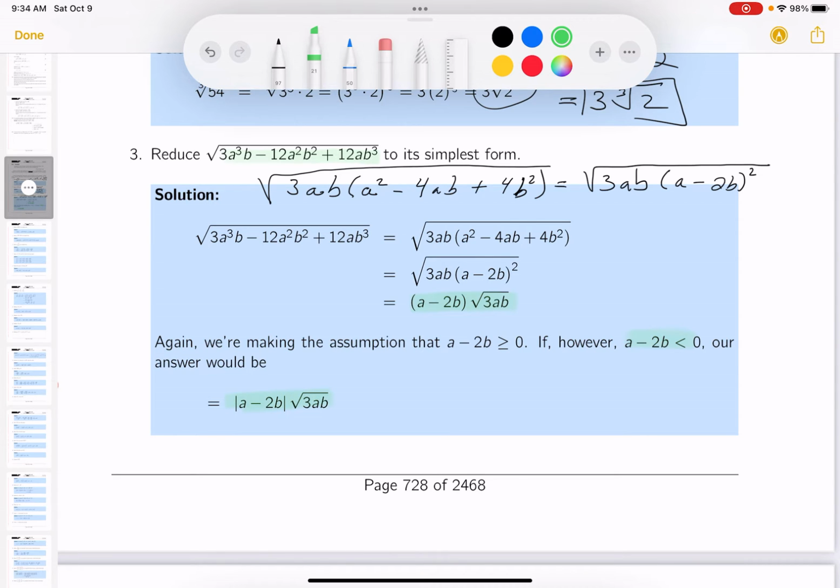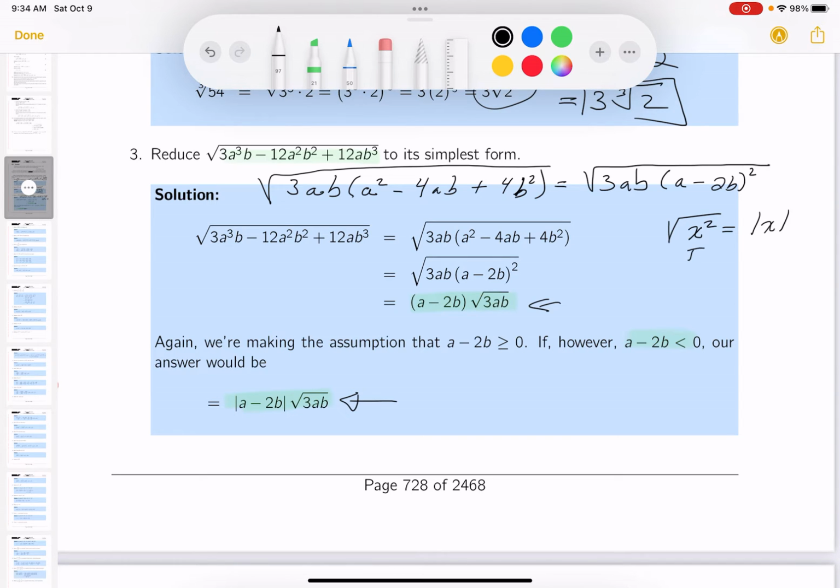But again, this goes beyond Wells' scope. Wells' answer would be this over here. My answer would be this one, and it takes care of both cases. If A minus 2B is greater than or equal to 0, or if A minus 2B is less than 0, all right? I know this confuses students, but the bottom line here, the square root of x squared is not x, it's the absolute value of x.